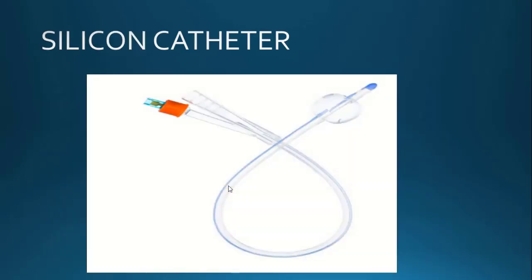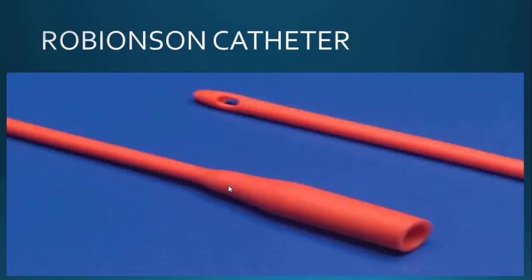This is a silicone catheter which can be used for longer term drainage. This is a simple straight Robinson catheter with two eyes. It has two opposing eyes and no balloon. It is used for intermittent drainage.